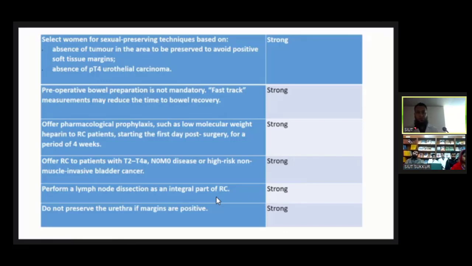Preoperative bowel preparation is not mandatory. Offer pharmacological prophylaxis such as low molecular weight heparin to radical cystectomy patients, starting the first day post surgery for 4 weeks. Offer radical cystectomy for patients with T2 to T4 disease without lymph node or metastasis, and for high-risk non-muscle invasive cancer. Perform a lymph node dissection as an integral part of radical cystectomy. Do not preserve the urethra if margins are positive.